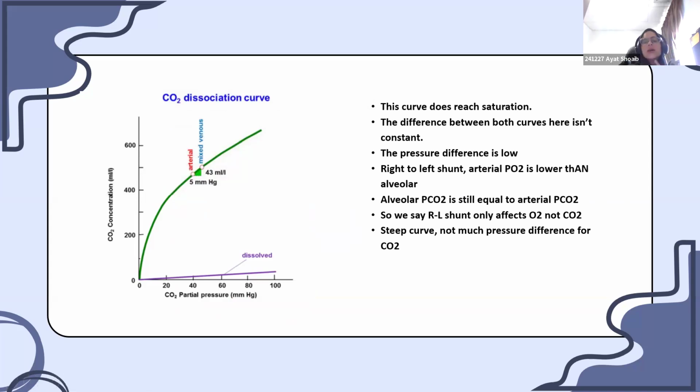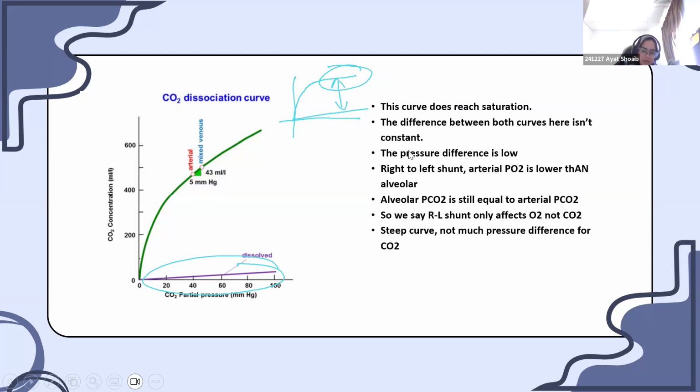So as you can tell from this curve, if you compare it to the curve we had for oxygen, it went like this, and it went for the chemically bound. It went like this, right? There was saturation here. Like no more oxygen molecules could bind. Over here, there is literally no saturation. It does not reach saturation. So here again, you have the physically dissolved curve. In that one, you had parallel, right? You had a constant difference between it with increase in pressure. Over here, there's none of that. The difference between both curves isn't constant. The pressure difference is low.